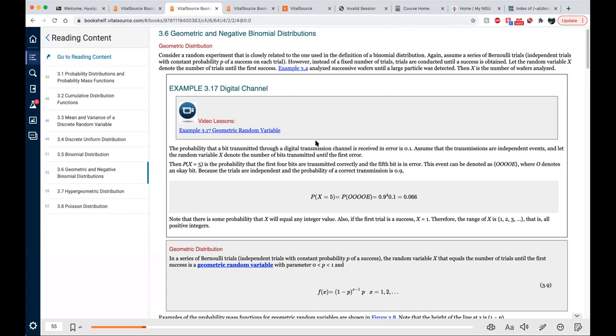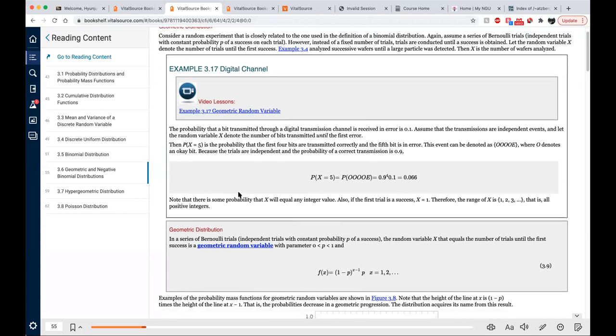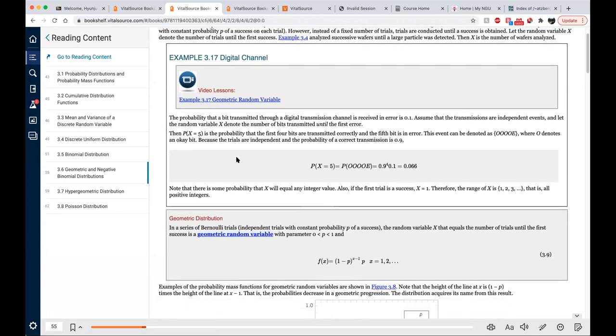All right, let's see example 3.17, digital channel. The probability that a bit transmitted through a digital transmission channel is received in error is 0.1. So the p of success is going to be 0.1. I know it sounds weird, but assume that the transmissions are independent events. So it means that trials are Bernoulli trials, and let the random variable x denote the number of bits transmitted until the first error.